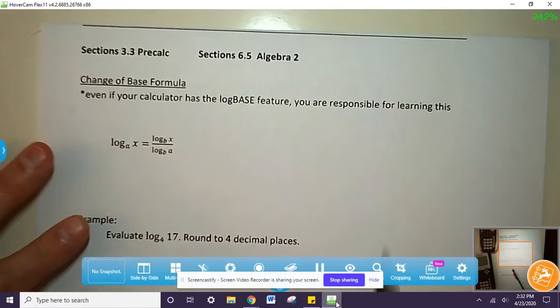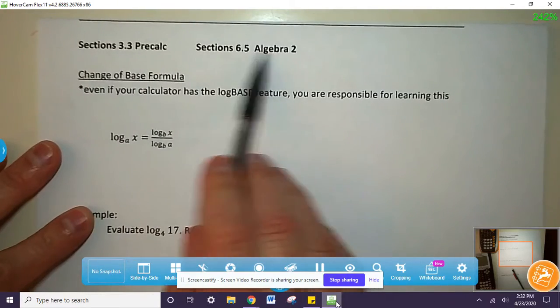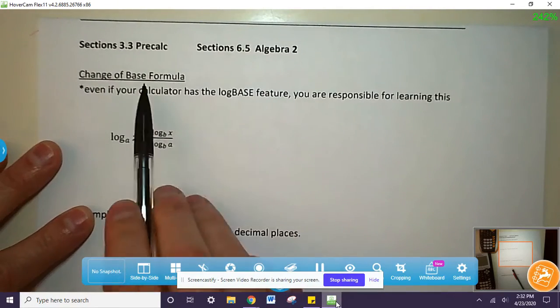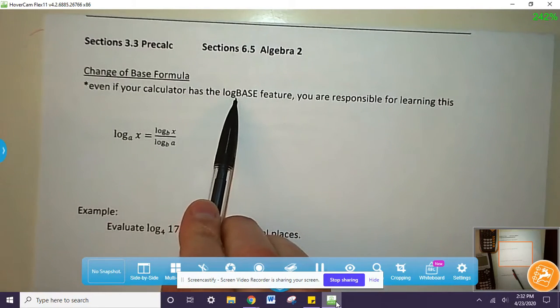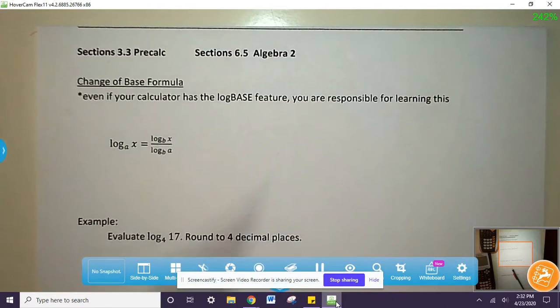And in your textbooks, here's the section if you're pre-calc, here's the section if you're algebra 2. And this is called the change of base formula. And even if your calculator has the fancy log base feature, you have to learn this. It's part of our curriculum, so everyone has to learn it. And here's how the formula works.